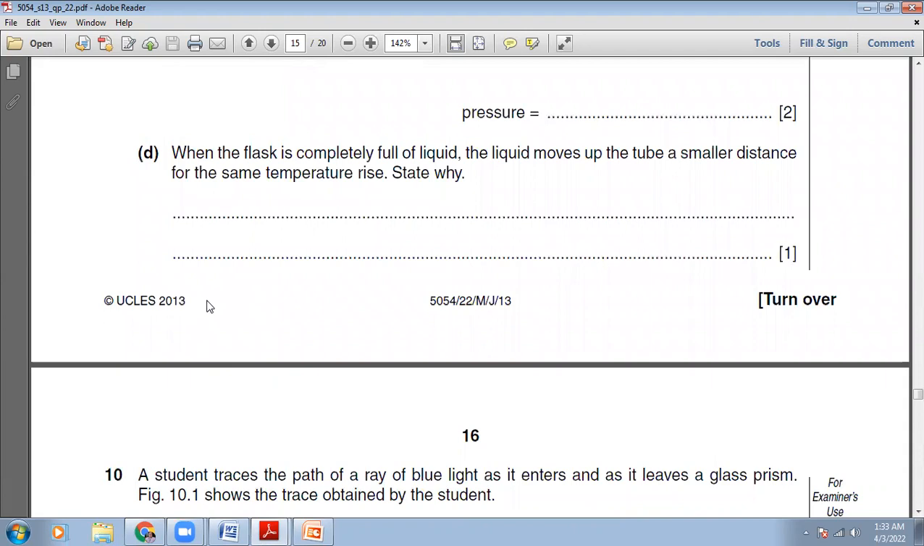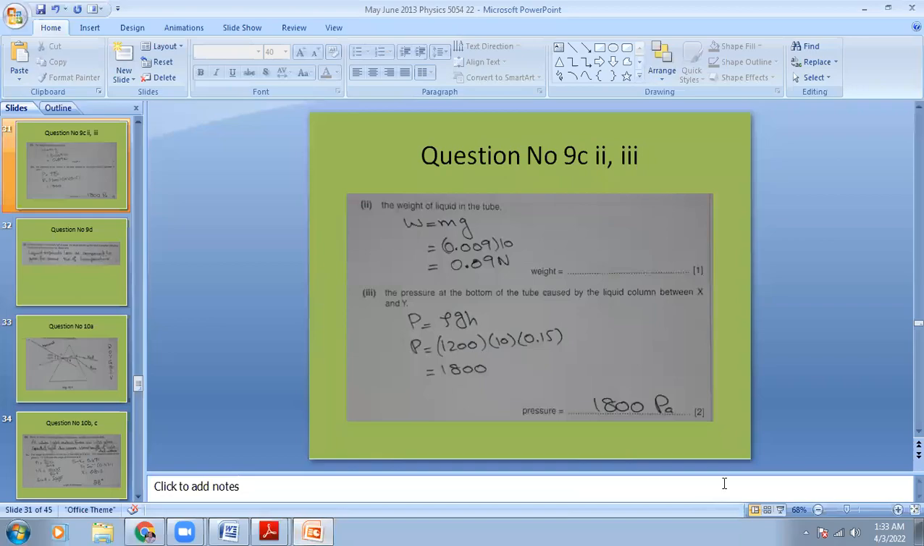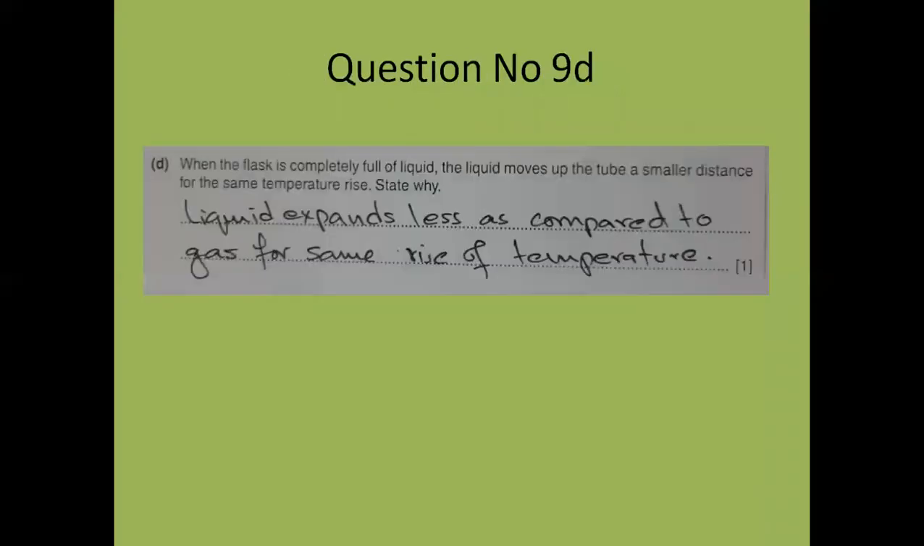when the flask is completely full of liquid, the liquid moves up the tube a smaller distance for the same temperature rise. State why. Because when you have fully filled the flask with the liquid, there will be only liquid. So for the same rise in temperature, the expansion in the liquid is less as compared to the expansion in the gas. That's why there will be a smaller distance for the same rise in temperature. So let me read my answer: liquid expands less as compared to the gas for the same rise of temperature.